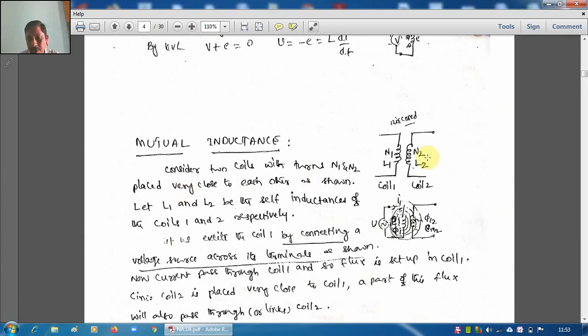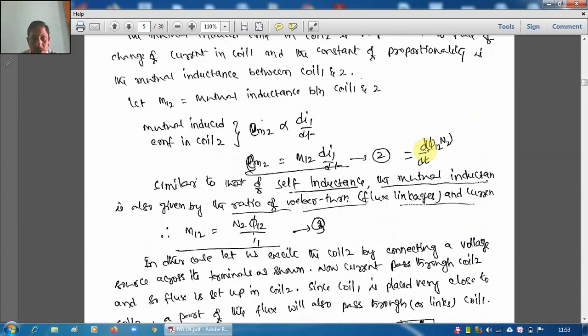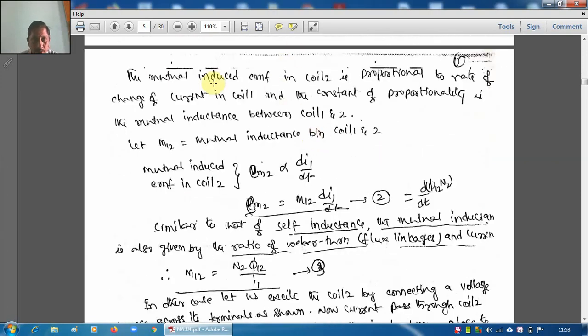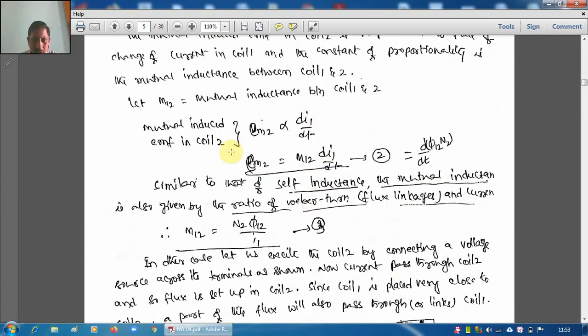Now as there is flux in coil 2 also, by Faraday's law EMF is induced in coil 2 also. This EMF is called mutual induced EMF. The mutual induced EMF in coil 2 is proportional to the flux. We need not consider all these things. We can directly go to the definition.